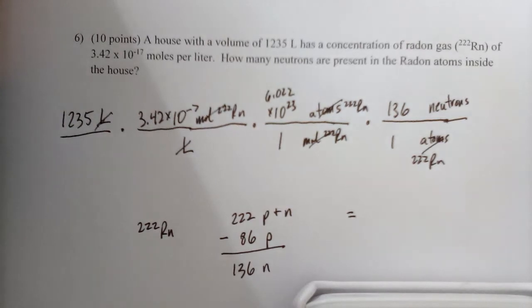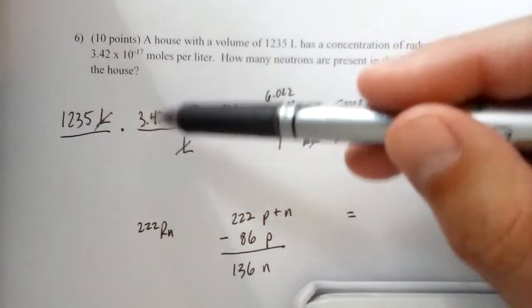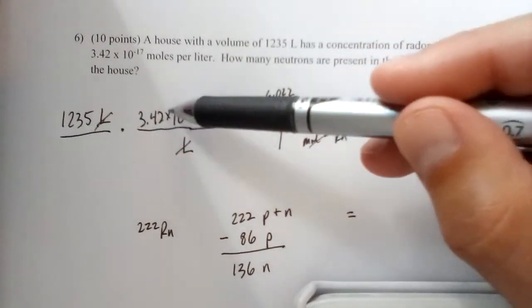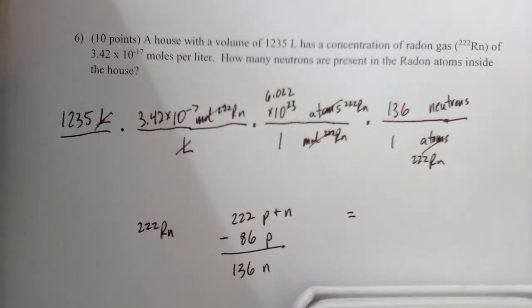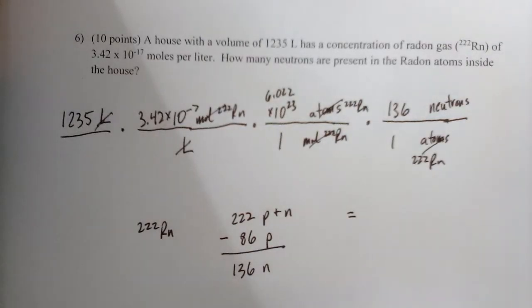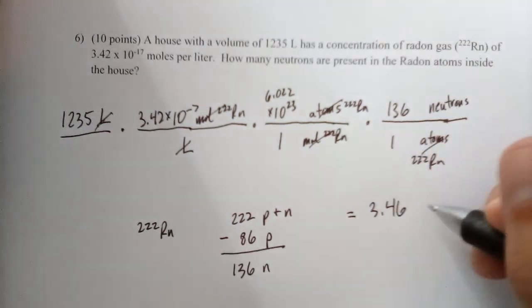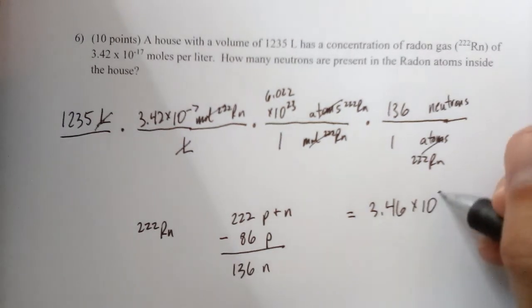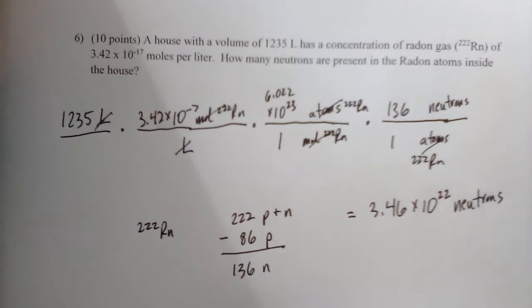Okay, now we started with a 4 significant figure number, but the concentration that we used in that second fraction there, that's only 3 significant figures. So that's a measured number as well. So our answer here should be 3 significant figures. So it's 3.459. I'm going to round that to 3.46. And don't forget your exponent, times 10 to the 22nd power. That's how many neutrons are in this particular sample.